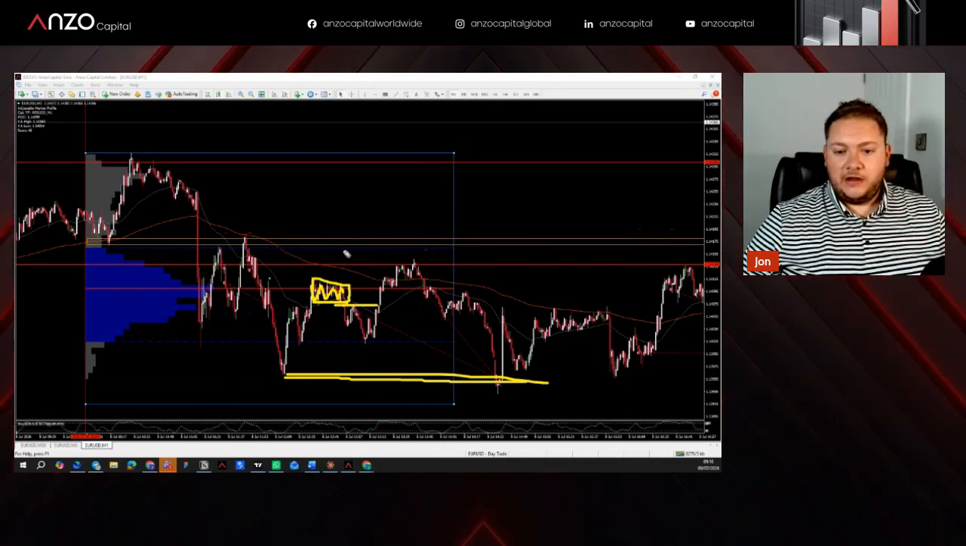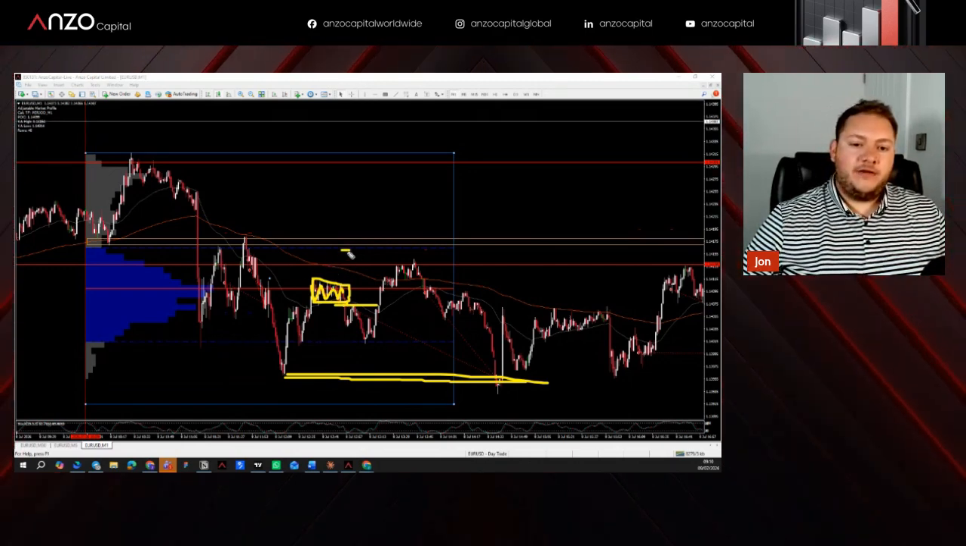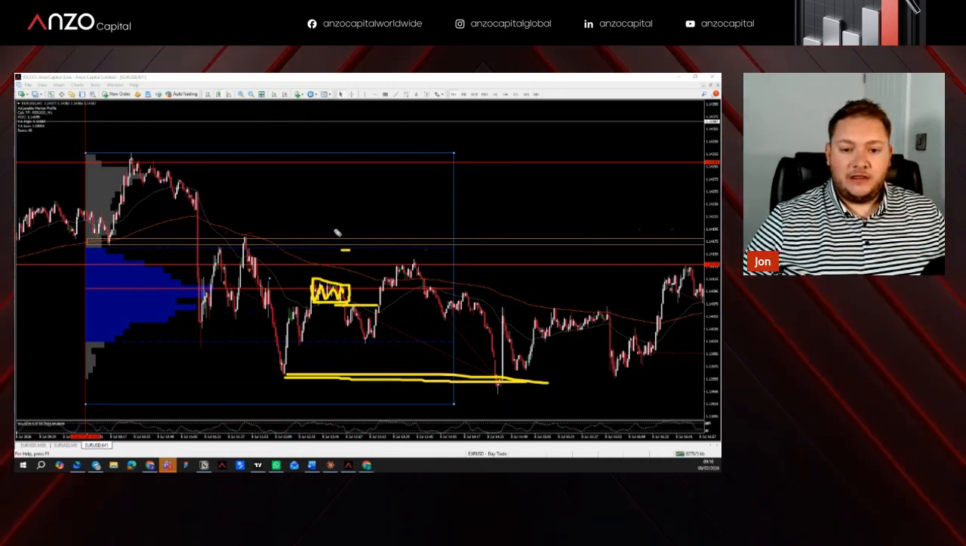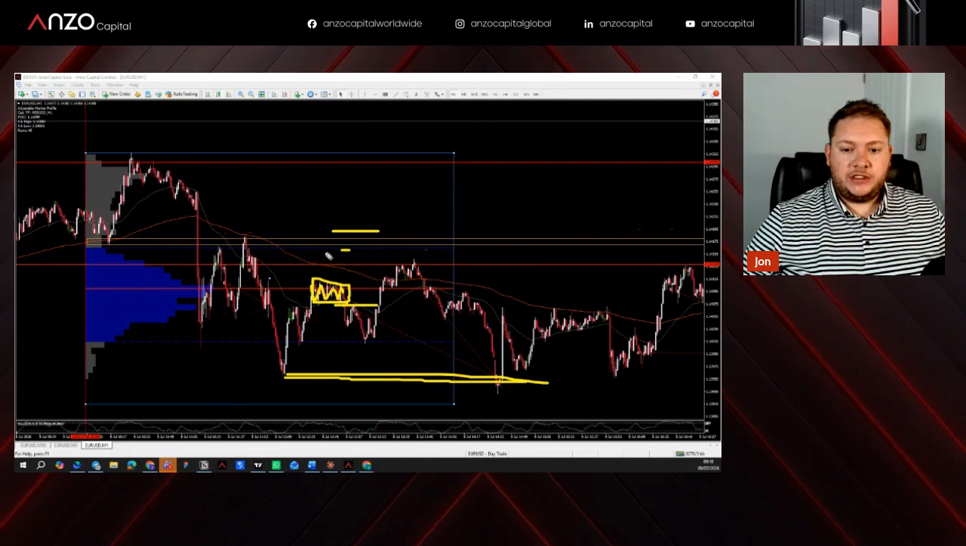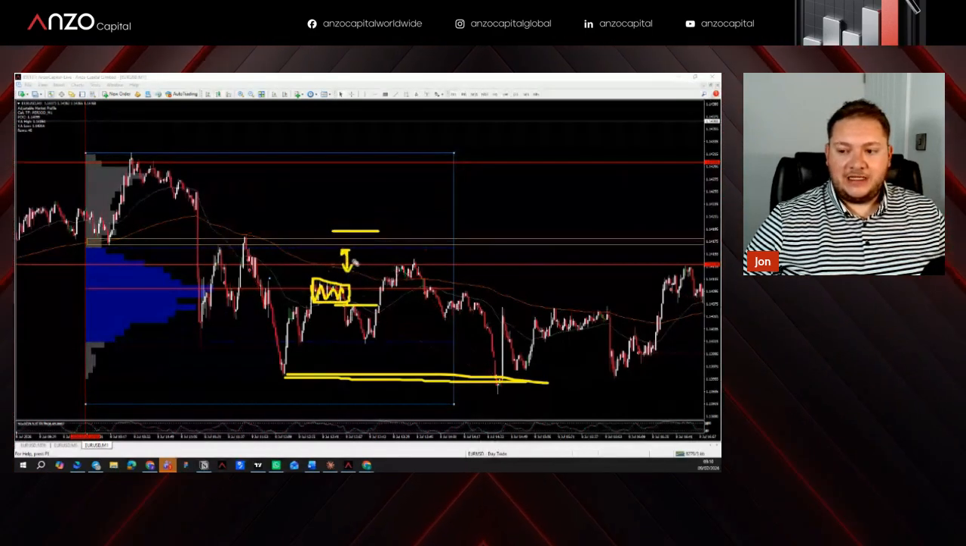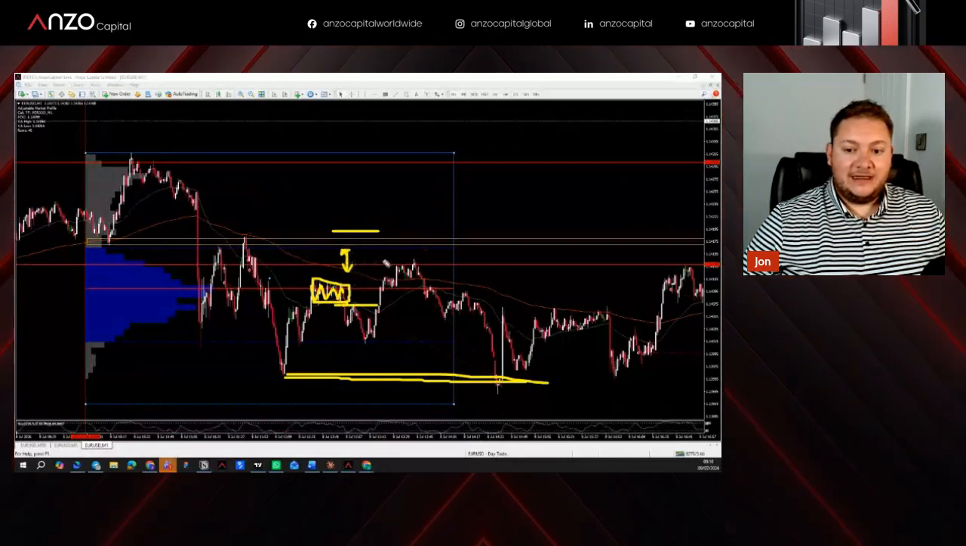Putting it above the value area high would have been a bit tight, but the safest place probably would have been above here. But I moved my stop loss just above this 200 moving average, giving it a little bit of a gap, just thinking that maybe it needed it. And it did.